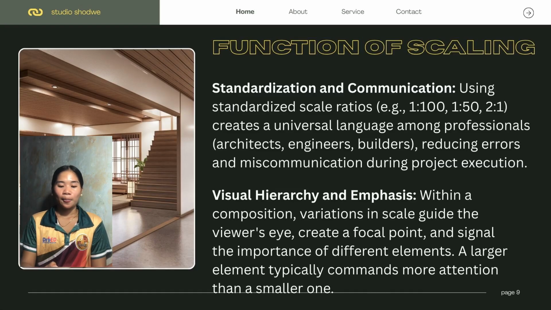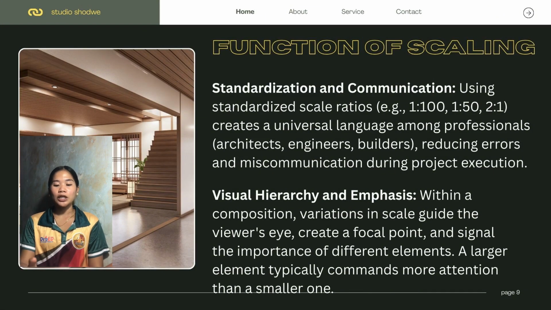And the next is visual hierarchy and emphasis. Within a composition, variations in scale guide the viewer's eye, create a focal point, and signal the importance of different elements. A larger element typically commands more attention than a smaller one. So, changing the size of objects in a drawing helps show which parts are more important. Bigger elements catch the viewer's attention first.